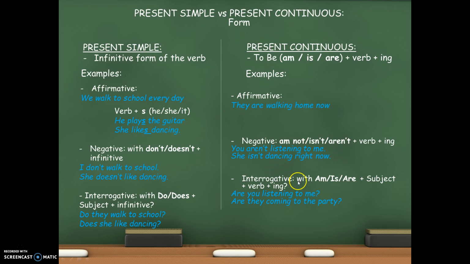In the interrogative form of the present continuous, we use the auxiliary am, is, or are, followed by the subject plus the verb ending in ing. Are you listening to me? Are they coming to the party?